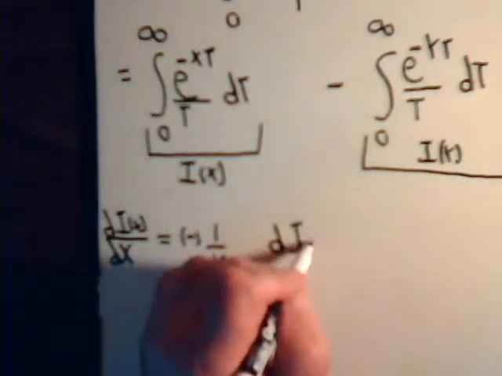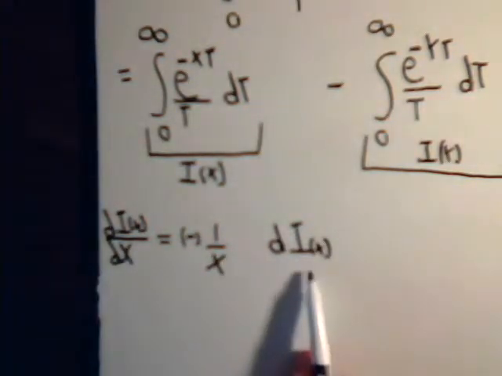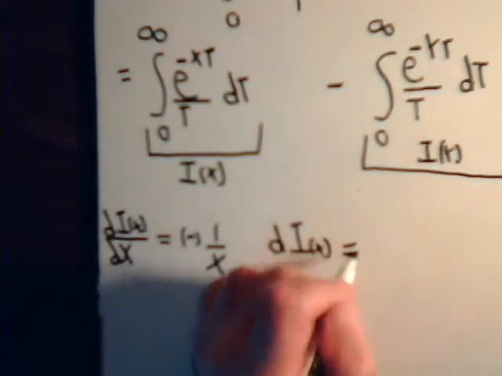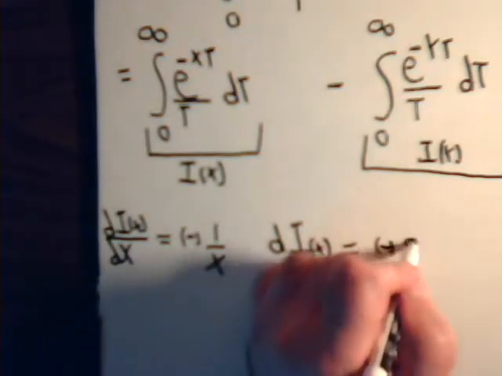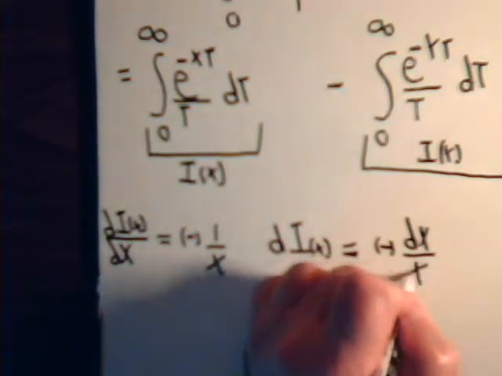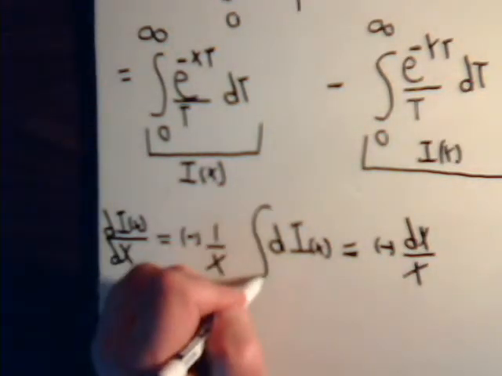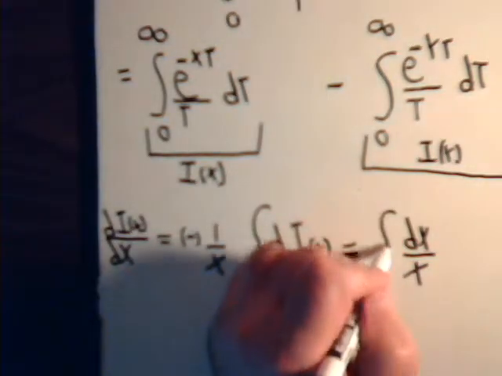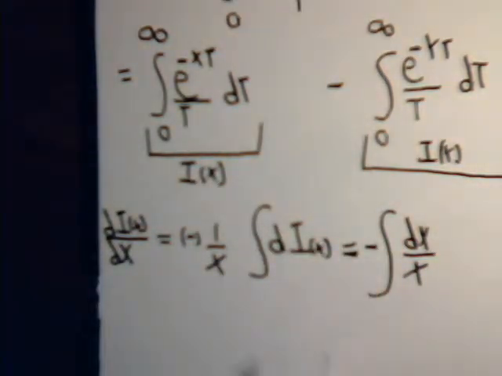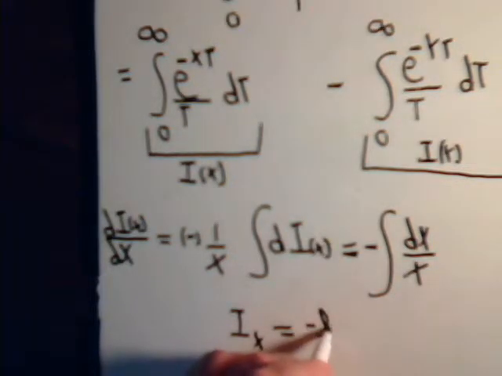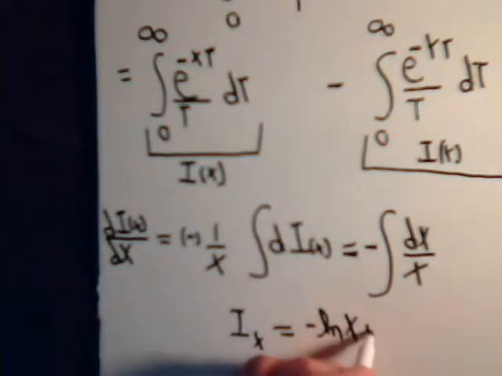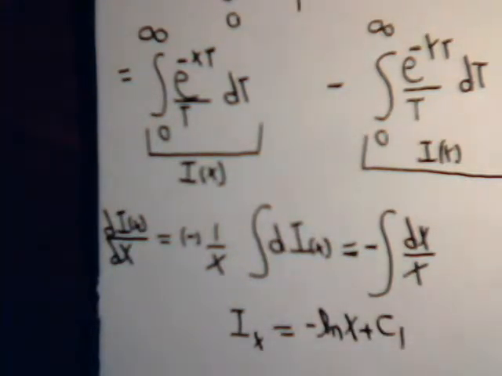just treating now, this actually stands for an integral, this one, but we're just treating it as a variable. This equals minus dx over x. So just treating this as a variable, we can integrate each side, and we'll have I of x equals minus the natural log of x plus some constant.